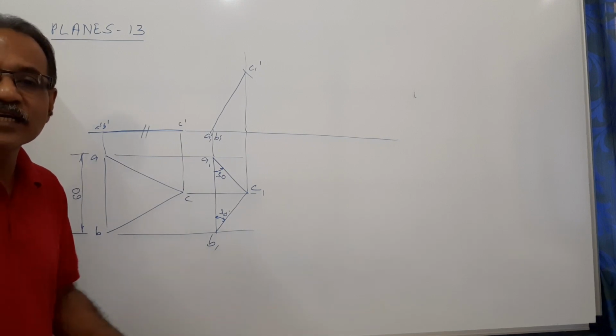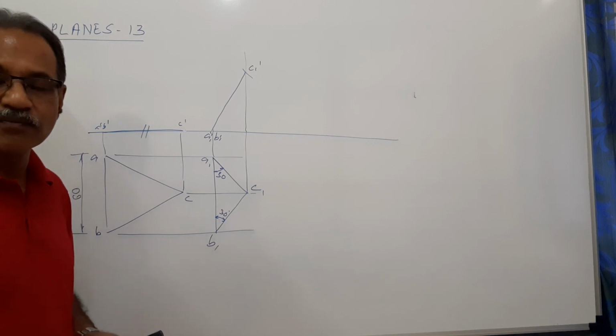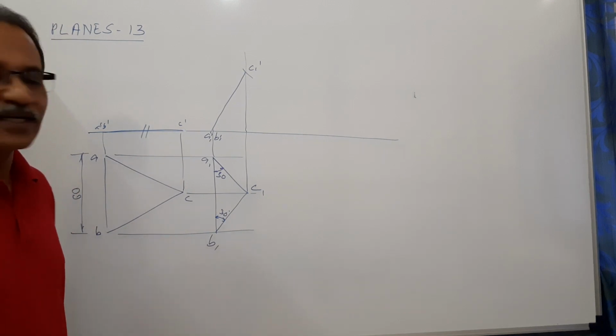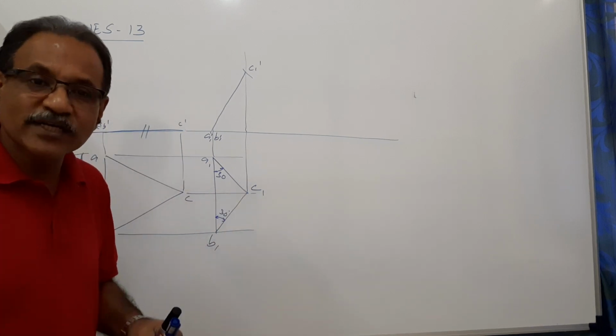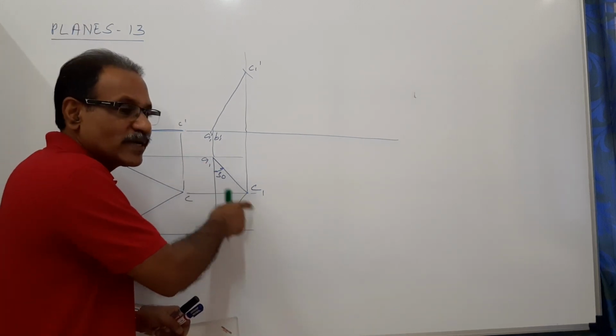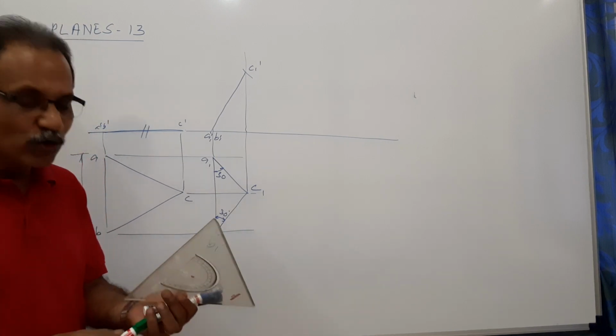AB has to make 30 degrees to VP. Is it making 30 degrees to VP? No, it is making 90 degrees to VP. So that condition is not satisfied. What's the other condition? AC is on VP. If AC is on VP, its plan must be on XY line. Is the plan of AC on XY line? No. So two conditions have to be satisfied. What do you do therefore?